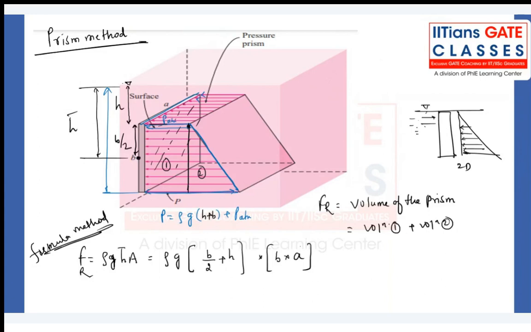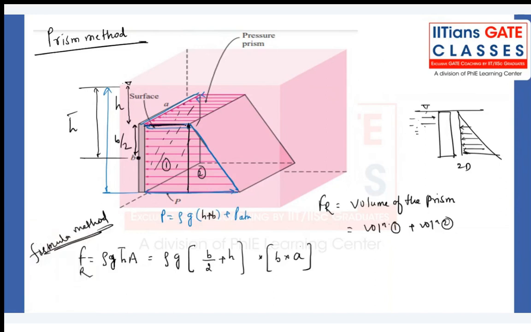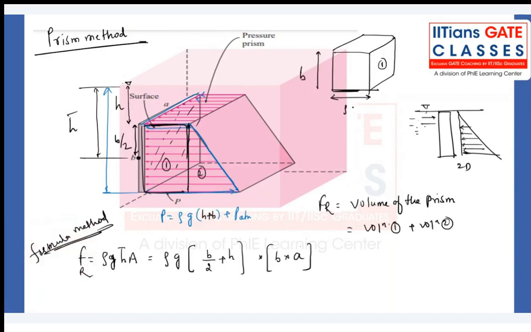Sorry, this will not be P atm. This will be rho g into h. What is the total volume of this prism? Separately, draw the diagram. This is my first one, right? What is the value of the pressure here? Sorry, this is not the height h. This is the height B. And this is nothing but rho g into h. This is the pressure value which is acting. See that?